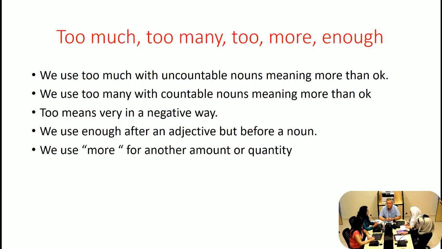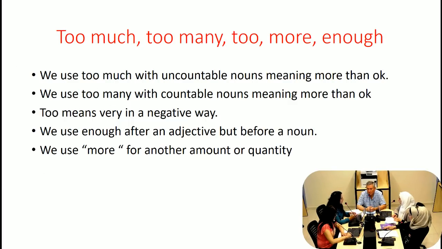To start with, too much. First of all, too much and too many: the use of too in general means something negative. It's not positive. It's over the limit, more than okay. Too much indicates uncountable nouns. Too many, countable nouns. We use too much with uncountable nouns, too many with countable nouns, to say that it is more than okay. We don't need this much. Too with an adjective, too crowded, for example, again indicates a negative meaning.